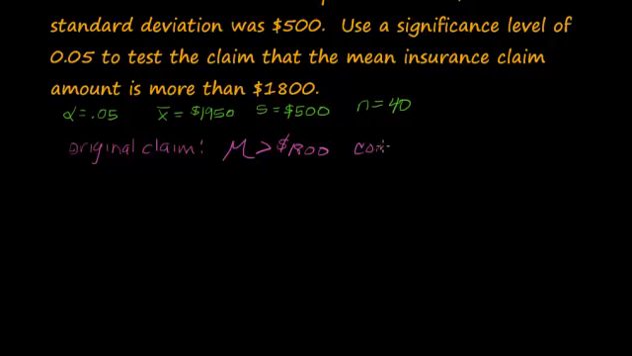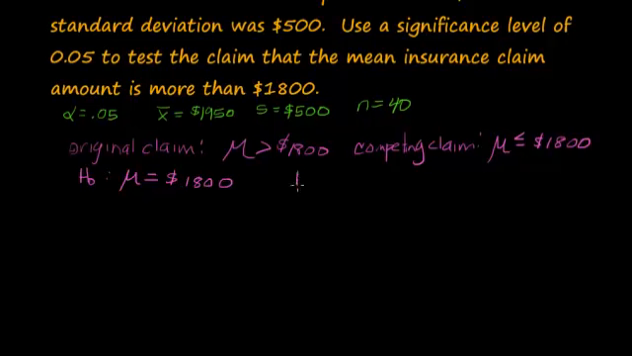So the competing claim is the mean is less than or equal to $1,800. Okay, null hypothesis: the mean is $1,800. The alternate hypothesis then, well, the condition of equality is with the competing claim, so the original claim corresponds to our alternate hypothesis. Mu is greater than $1,800.